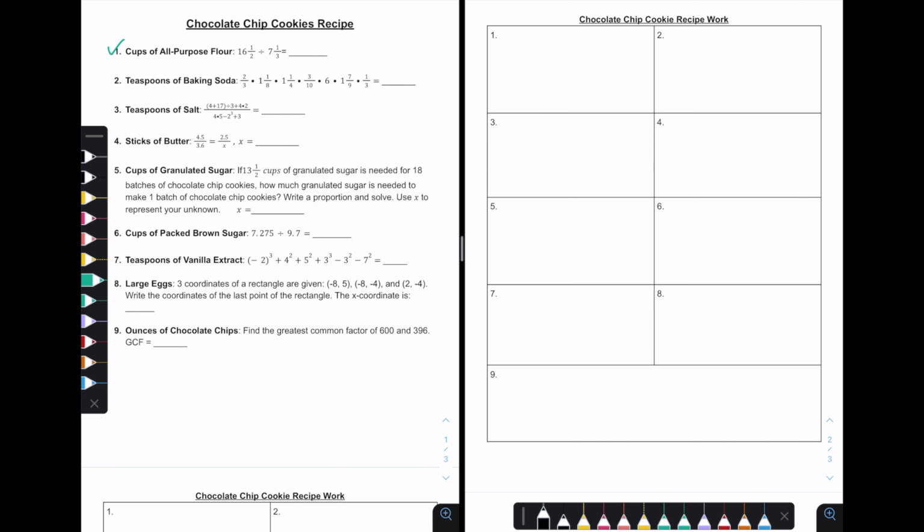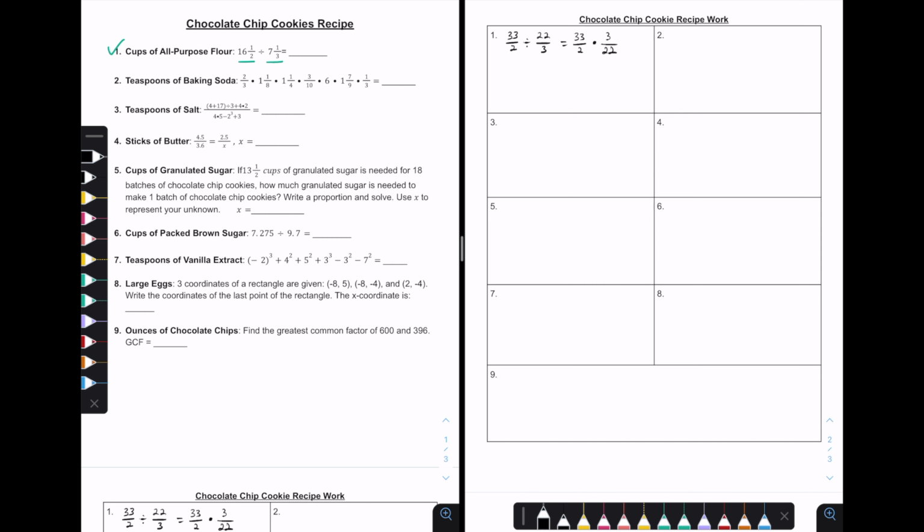All right, let's check out the flour here. So we've got to convert this to an improper fraction. 16 times 2 is 32, plus 1 is 33 over 2, divided by this 7 1/3. So 7 times 3 is 21, plus 1 is 22. That's going to be 22 over 3. And then if you KCF, or keep change flip, turn this into a multiplication problem. This is going to be 33 over 2 multiplied by 3 over 22.